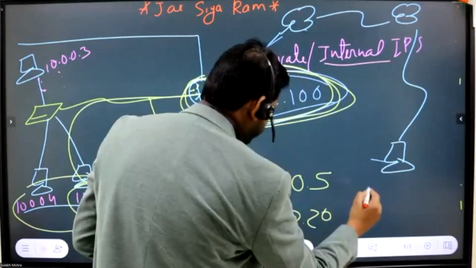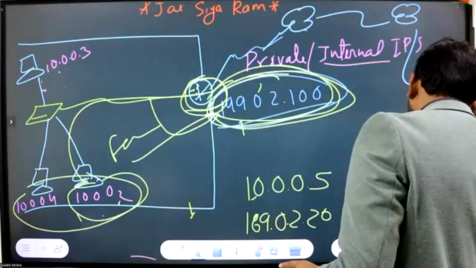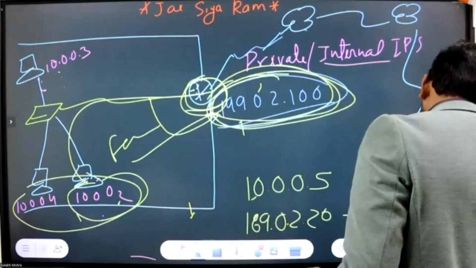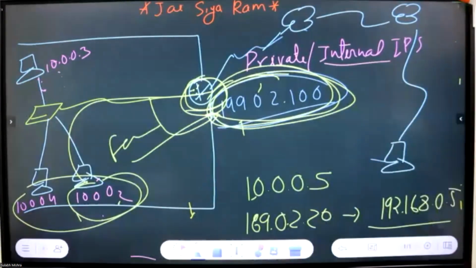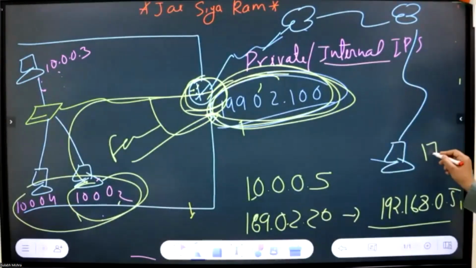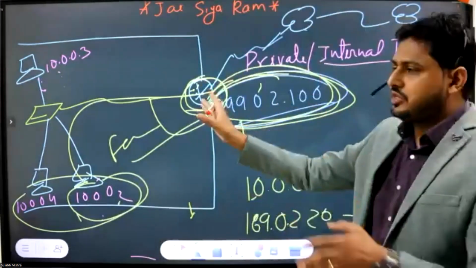169.0.2.20. Is it public or private? Public. 192.168.0.5. Is it private or public? Private, right? 172.16.0.2. It is private or public? Private. So it is very important to understand why, because in the company the same thing will happen.